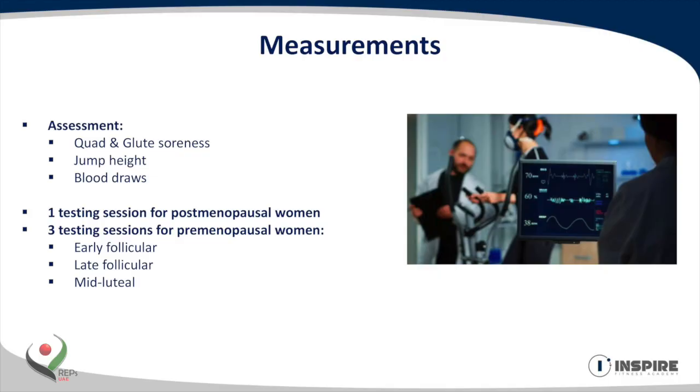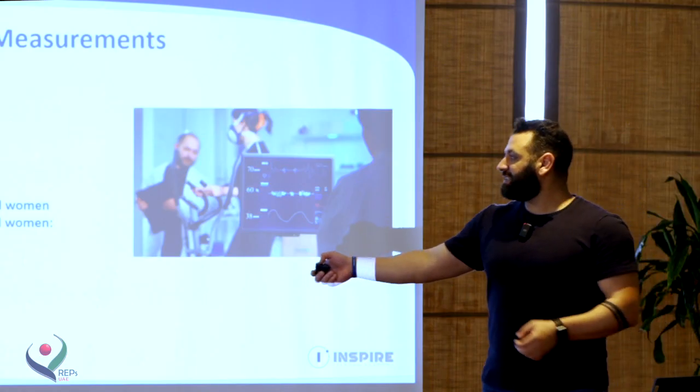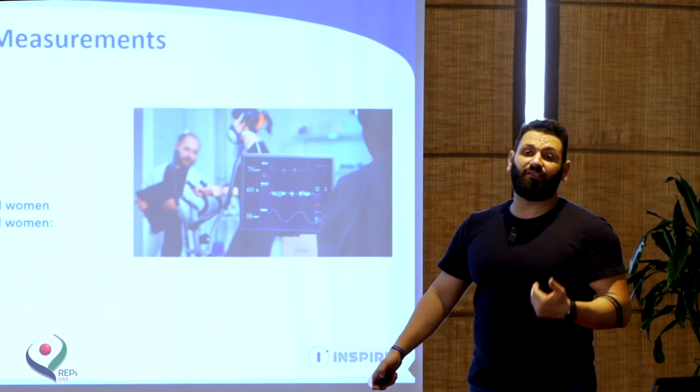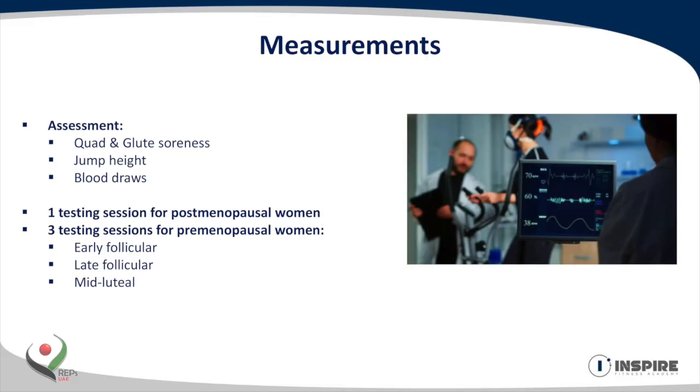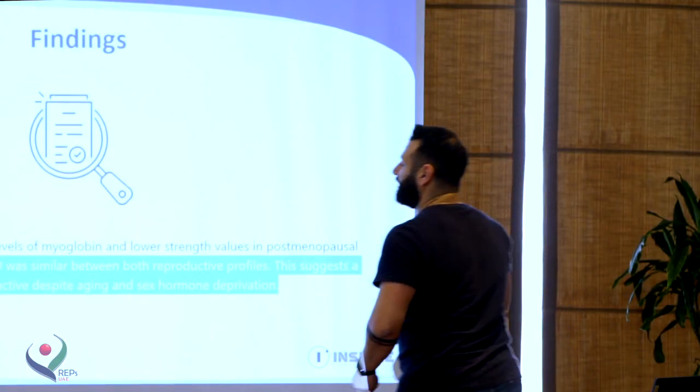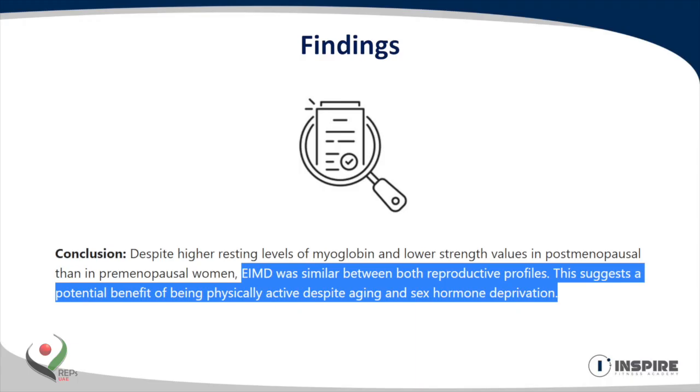So, the assessment: they assessed the quad and glute soreness. They took blood draws to check several biomarkers, to check if there was soreness in the quads and the glutes, jump height to check their power, and they had blood draws also. So the testing happened once for postmenopausal, 3 times for premenopausal. I'll summarize the findings in one statement that I cropped from the study, saying that exercise-induced muscle damage was similar.